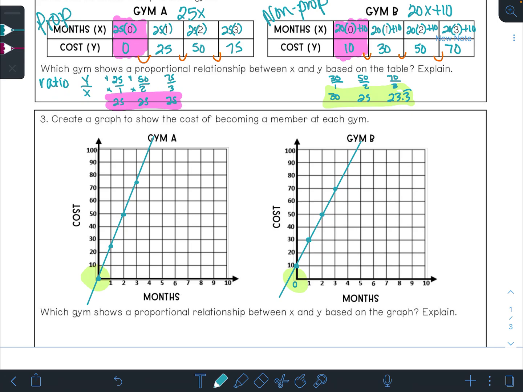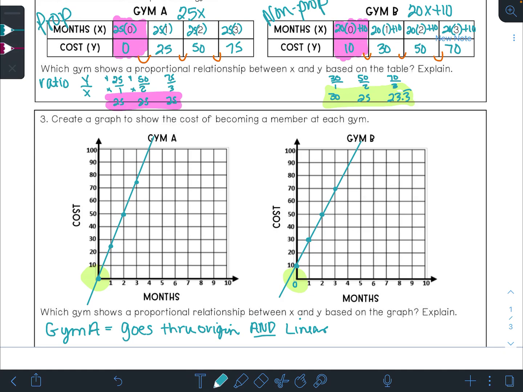So Gym A would be our proportional one because it goes through the origin and it is linear. It has to meet both criteria for it to work.